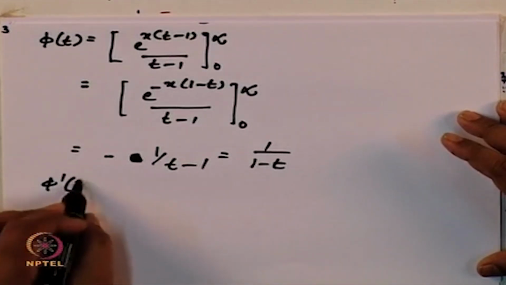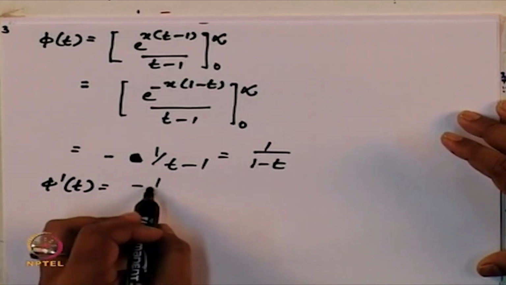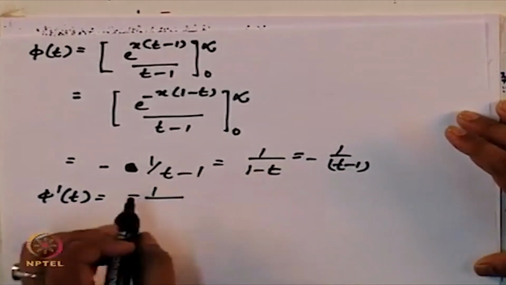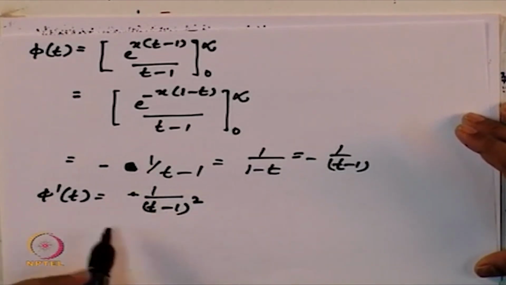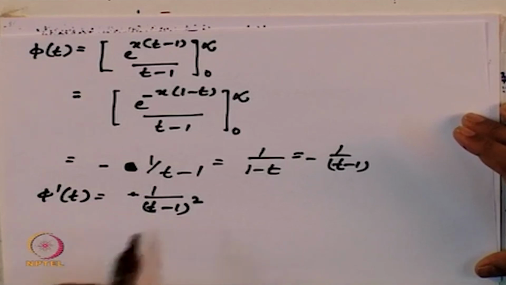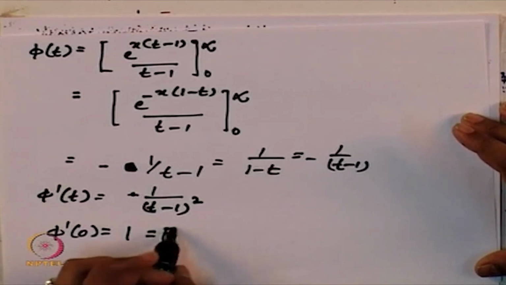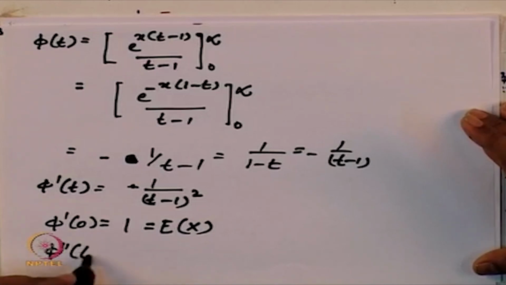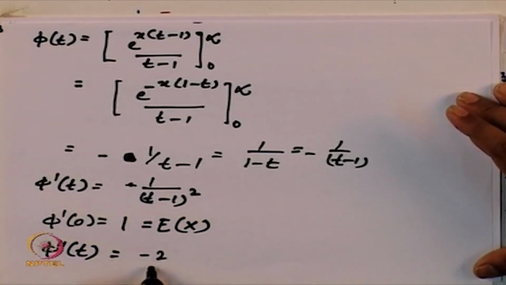What is phi prime of t? I can write minus 1 by t minus 1 whole square. So, phi prime of 0 will give you 1, which is equal to the expectation of x. Accordingly, I can find phi double prime of t, which is equal to minus 2 by t minus 1 whole cubed.